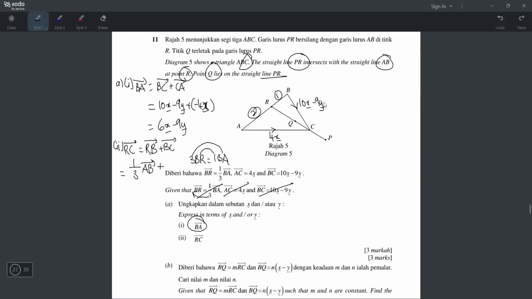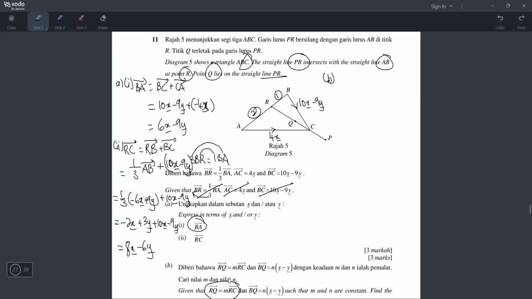Plus BC. BC is 10x minus 9y, which we already know. Write it down and put brackets. So it becomes 1 over 3 AB. We can copy this, but this is BA. So how to find AB? Just change the sign, so it becomes negative 6x plus 9y, then add 10x minus 9y. Now we multiply 1 over 3 first, which means divide by 3. Negative 6 divided by 3 is negative 2x. 9 divided by 3 is 3y. Plus 10x minus 9y. x with x, y with y. Negative 2 plus 10 is 8x. 3 minus 9 is negative 6y. So the answer is 8x minus 6y. Done. Let's do B. B says given RQ equals MRC.